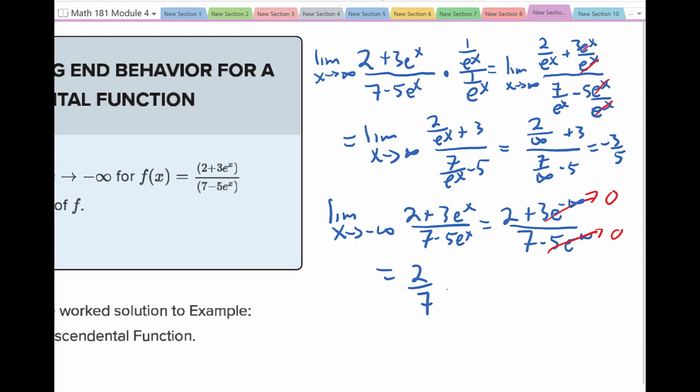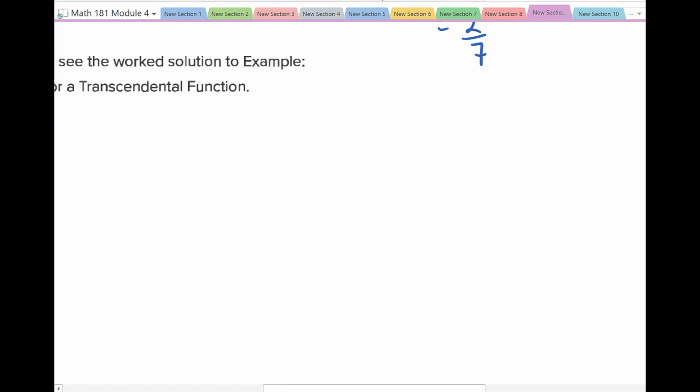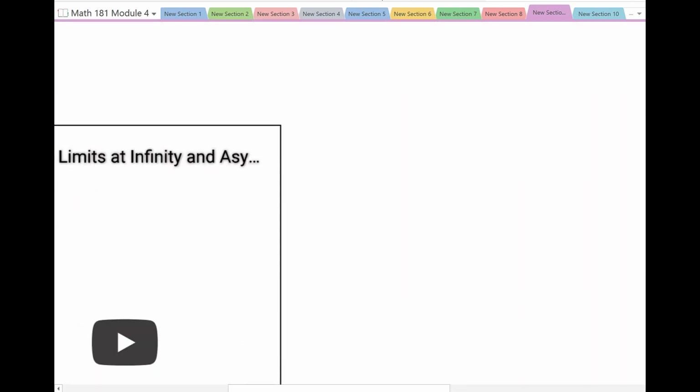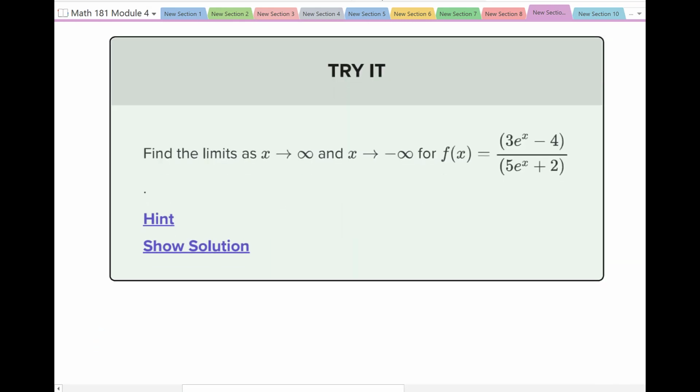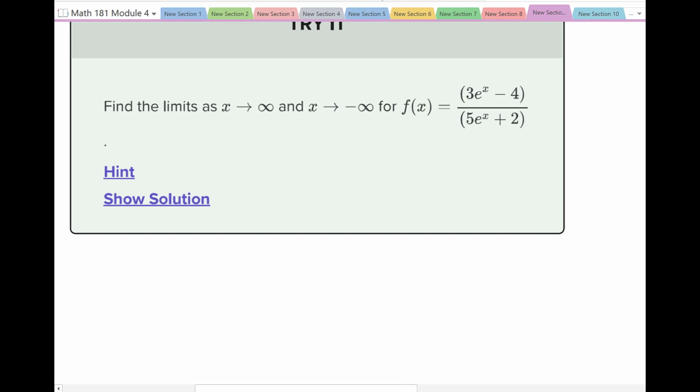Okay, we have one more to do. Find the limits as x goes to infinity and negative infinity for this problem. It's the one I started looking at first. f of x equals 3e^x minus 4 over 5e^x plus 2. So it's very similar to what we just did. So we have the limit as x goes to infinity of 3e^x minus 4 over 5e^x plus 2. We'll multiply this by 1 over e^x over 1 over e^x.